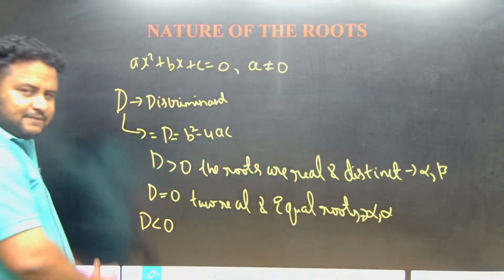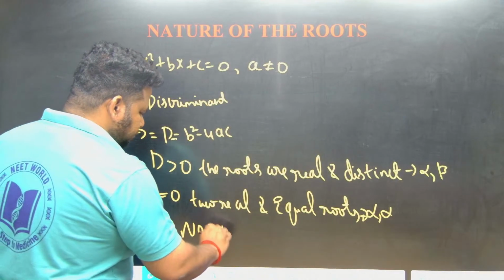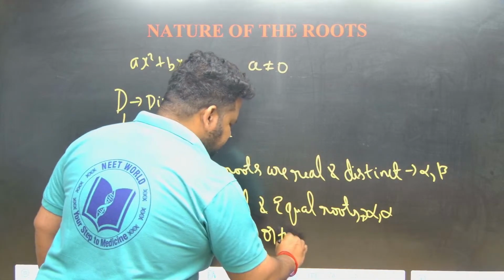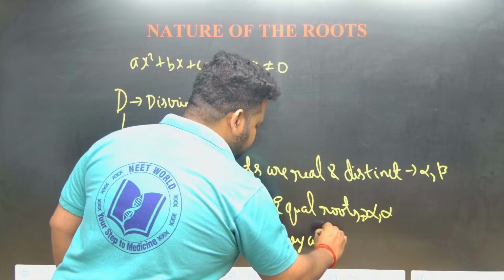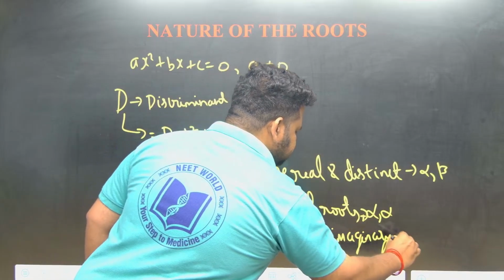Now, this is very important. If D is less than 0, what happens? You say that there are no real roots, or you would say they are imaginary roots.